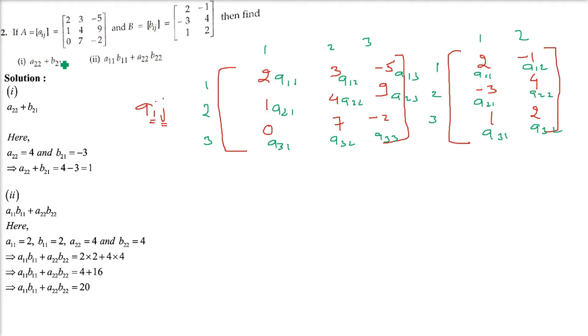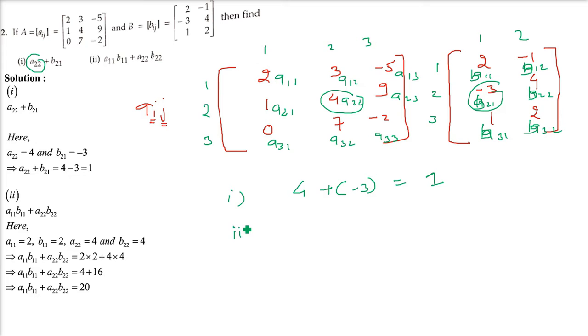Okay, now just come here. A22, which one is this number? 4. First one we are doing 4 plus B21. I'm just changing it to B because the question is giving B. So coming to B21, what is B21? Negative 3. So 4 plus minus 3 is 1. 4 minus 3 is 1.